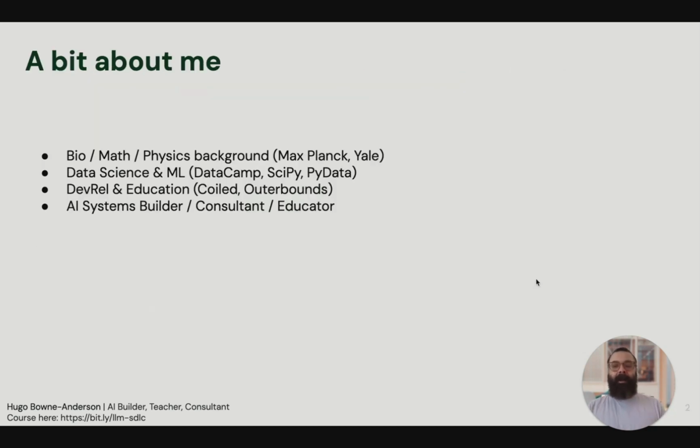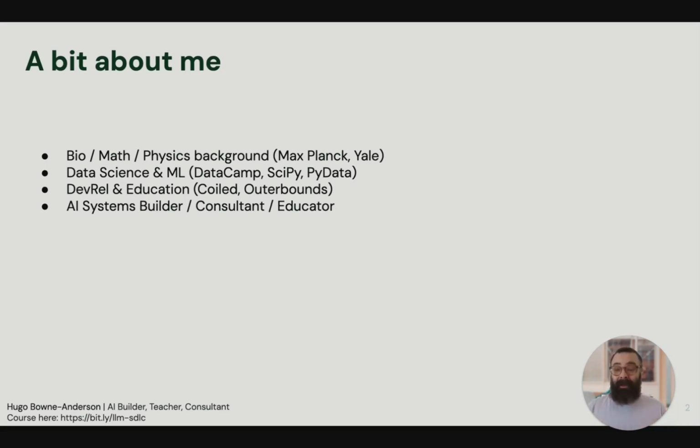So a bit about me. My name's Hugo Bown-Anderson. My background's in bio, mathematics, physics, working in basic research at Max Planck Institute, Yale University, among other places. Then around, I'm showing my age now, but 10 to 15 years ago, I started working in industry, data science and machine learning, DataCamp, SciPy stack, PyData stuff, and embedding in those communities.